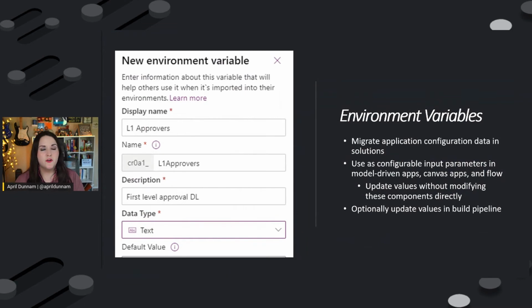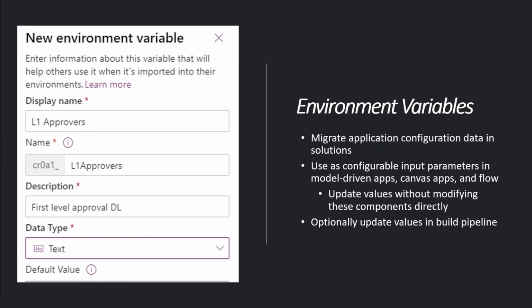Now, another thing that it offers to make it feel like a true application development tool is something called environment variables. And really, that's just the Power Platform's way of giving us the ability to have a config file when we're packaging up the solutions that we build in the Power Platform. So we can migrate these application configurations, and we can use configurable input parameters inside of all of our different types of Power Apps or our Power Automate workflows that we built. And we can update values without having to modify the components directly. So we can have that config file and make a seamless experience for moving our applications from dev, test, or prod and into other tenants.